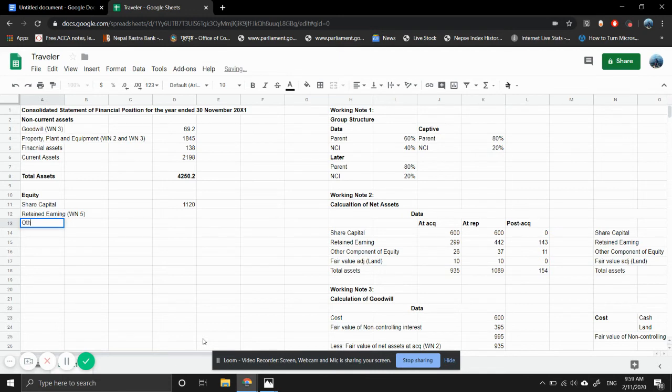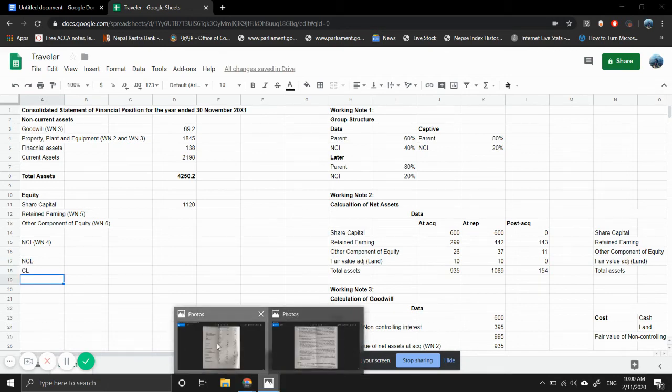And then other components of equity will be from working note 6. We need to segregate it, okay? And then next we add this all up, and then next will be NCI, which will be working note number 4. We need to calculate that, and then non-current liabilities is also there, and current liabilities is also there, right? So let's put in these figures first of all.